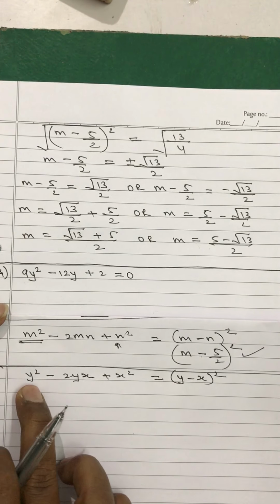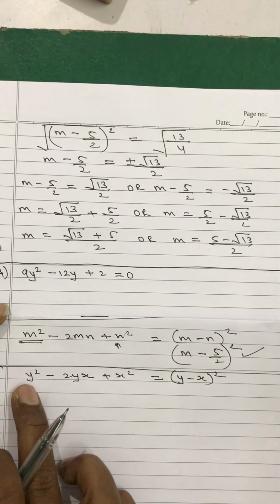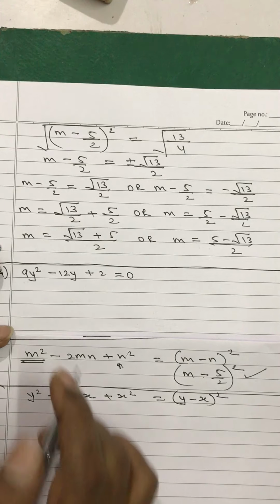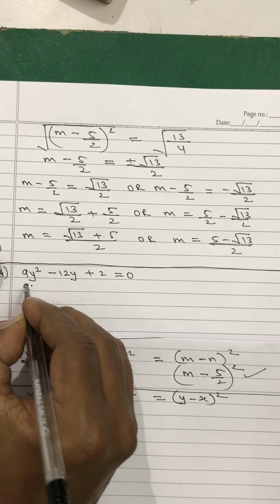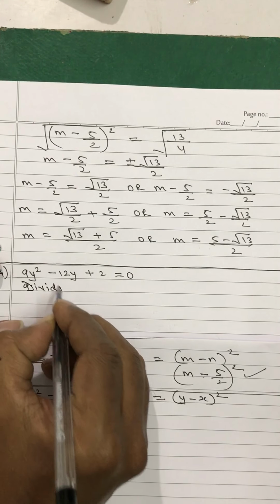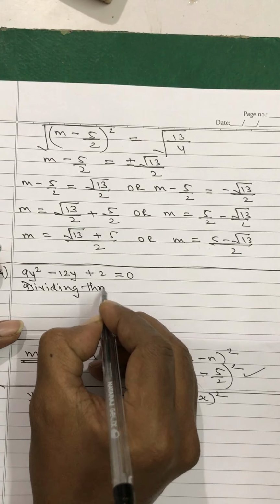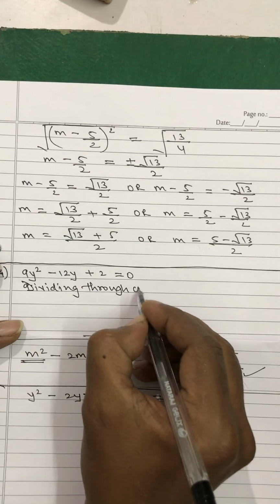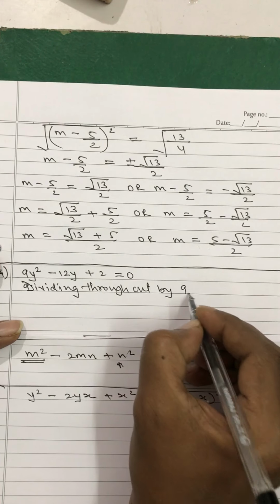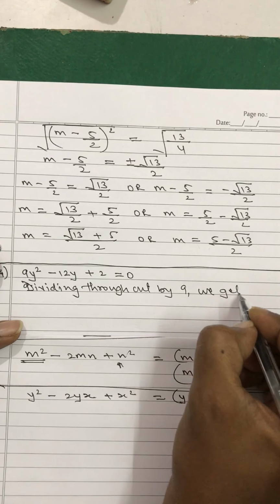So if I go to frame my y square, I will have to divide this by 9 because I have to get rid of the coefficient. So I will write over here, dividing throughout by 9 we get.